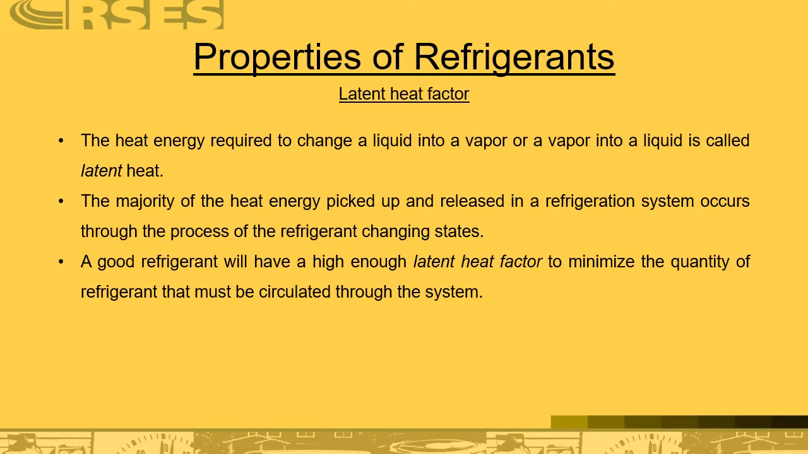Latent heat, or hidden heat. Heat energy required to change a liquid to a vapor or a vapor into a liquid is called latent heat. The majority of the heat energy picked up and released in a refrigeration system occurs through the process of the refrigerant changing state, as an example, from liquid to a vapor. A good refrigerant will have a high enough latent heat factor to minimize the quantity of refrigerant that must be circulated through the system.